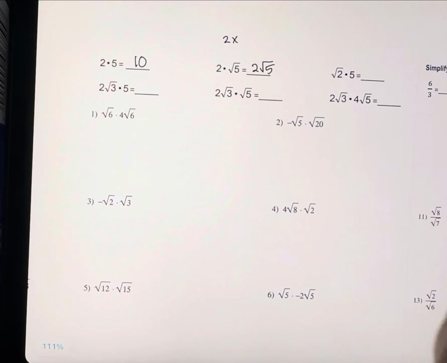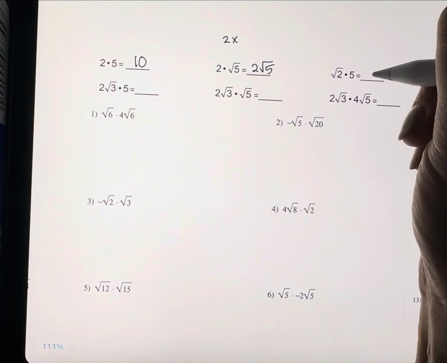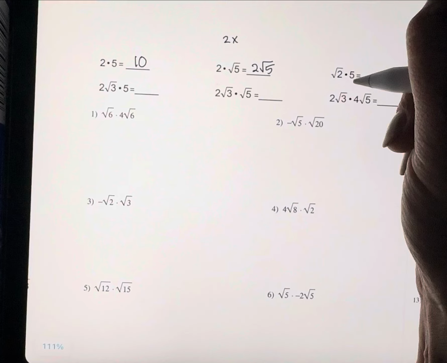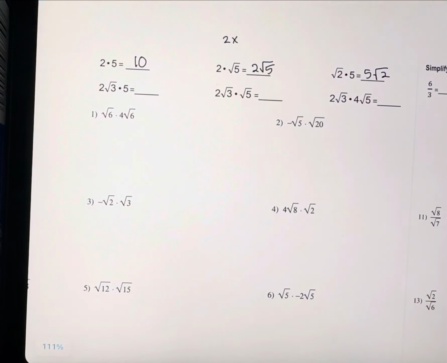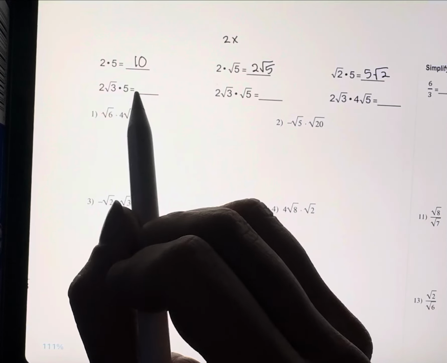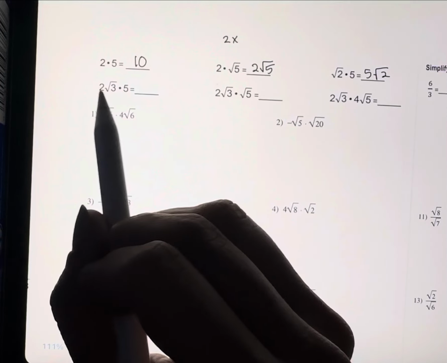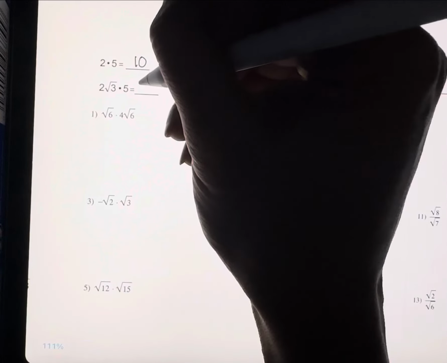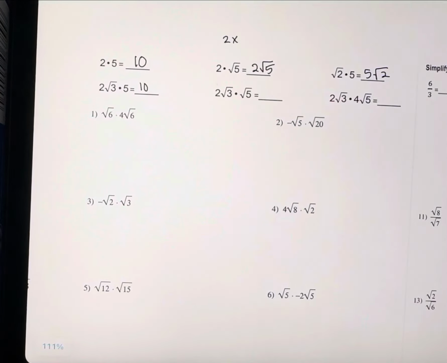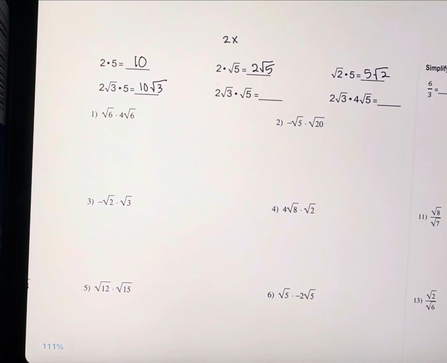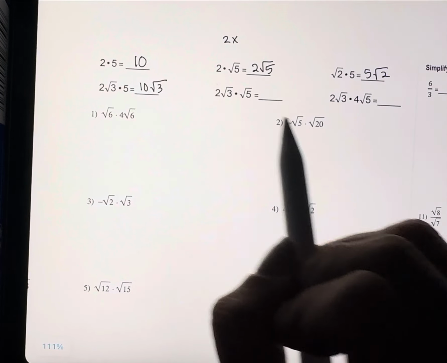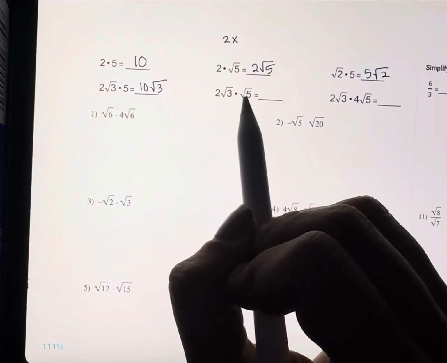Rad 2 times 5? Well, that's just rad 2 times 5, except I like to put the non-radical portion first and the radical portion second. So 5 rad 2. 2 rad 3 times 5? Well, I'll multiply the numbers that are not in a radical and then the radical. That stays separate.